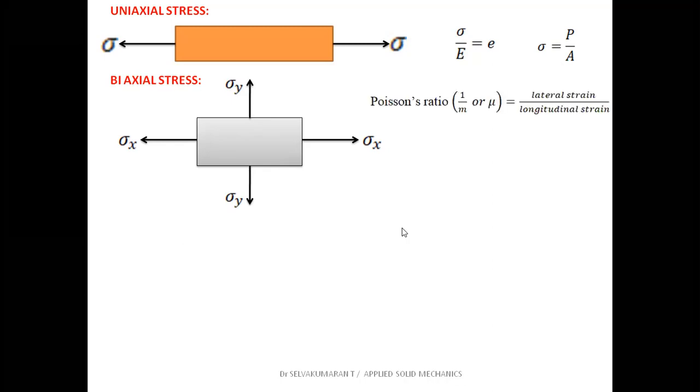How to write down the strain equation in terms of these two stresses, sigma x and sigma y? We know that Poisson's ratio is nothing but lateral strain by linear strain. I told you already, lateral strain is nothing but the side effects, that is sideways. For example, if this is a rectangular section, this is the length, and the cross section dimensions are b and t. So delta L by L is the longitudinal strain for this sigma, and delta b by b and delta t by t is the lateral strain for this sigma.